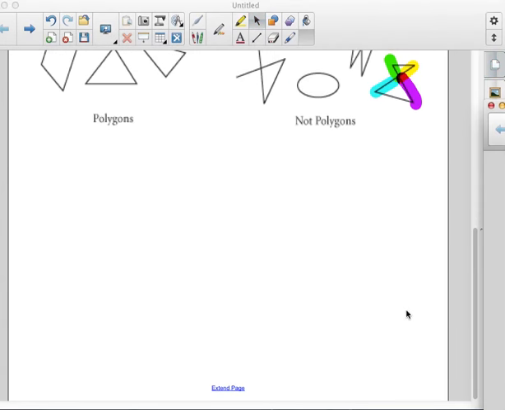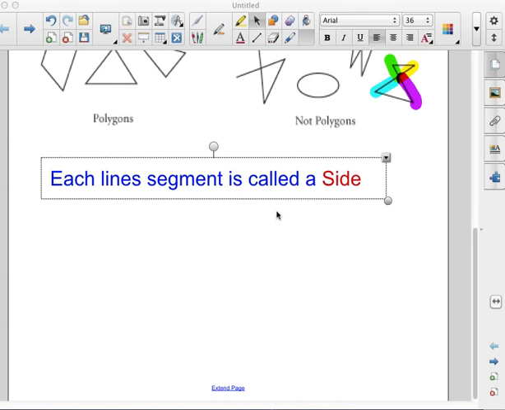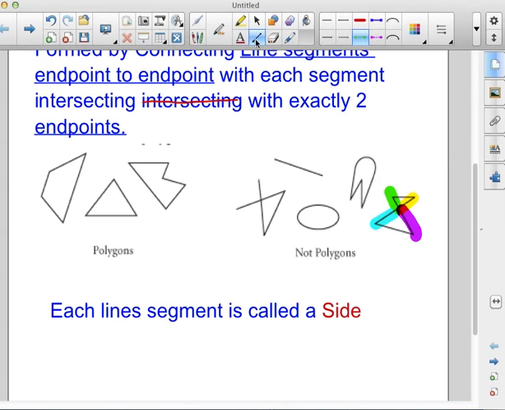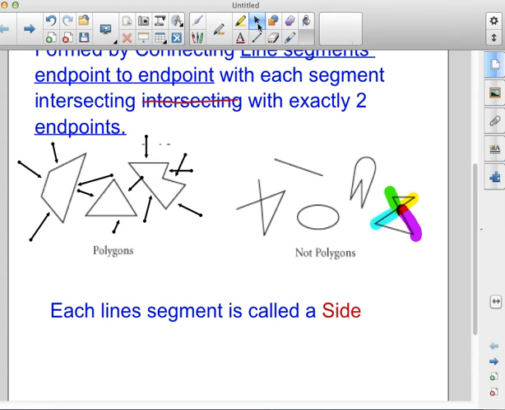Now, each line segment of a polygon is called a side. Each segment is called a side. So, if we look here, this is a side, this is a side, this is a side, this is a side, this is a side. These are all sides on my polygons here. Each segment is considered a side. Okay, we can see all those sides there.